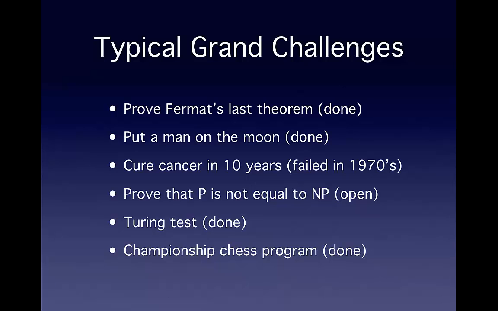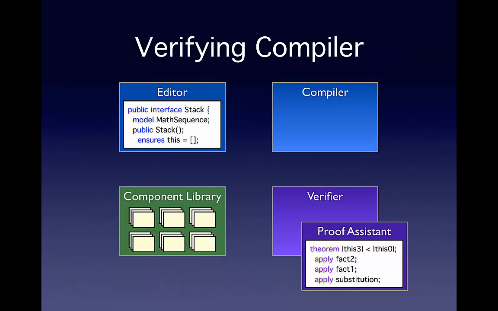So, what's the big deal, and what would a verifying compiler look like? Well, not everyone is going to answer that question the same way, but I'm going to give you one possible answer. The verifying compiler in this diagram consists of 4 components: an editor, a compiler, a verifier, and a library. The flow through the system looks like this.